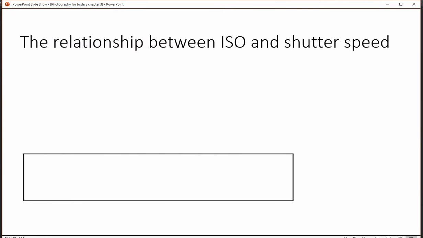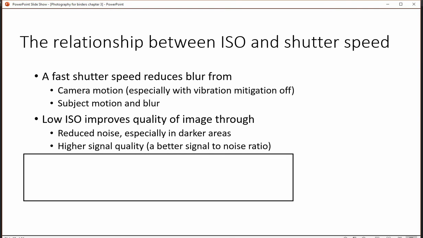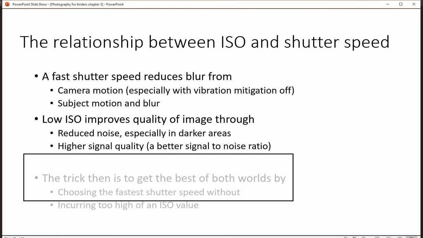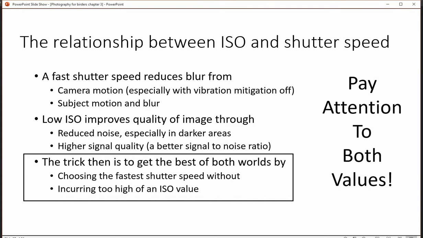That's because there's such little light coming in that the sensor's having a hard time generating proper colors. So what's that relationship between ISO and shutter speed? This is kind of the whole thing summed together. A fast shutter speed reduces blur from camera motion and subject motion. Low ISO improves quality of image, gives you reduced noise, especially in dark areas, and higher signal quality, a better signal to noise ratio. And so the trick then is to get the best of both worlds by choosing the fastest shutter speed you can without getting too high of an ISO. You want to pay attention to both those values, and when you do that, you're always going to end up with the best picture you can get for the moment.